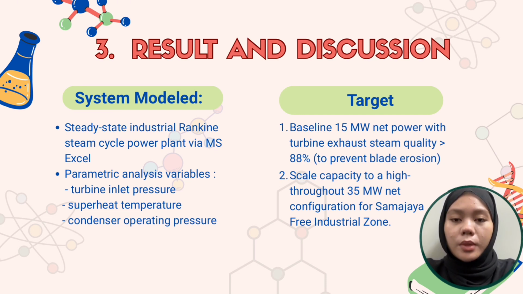For the results and discussion part, the system modeled is a steady-state industrial Rankine steam cycle power plant via MS Excel. Parametric analysis variables are turbine inlet pressure, superheat temperature, and condenser operating pressure. The target is baseline 15 MW net power with turbine exhaust steam quality more than 88% to prevent blade erosion, then scaling capacity to 35 MW net configuration for the Samajaya Free Industrial Zone.